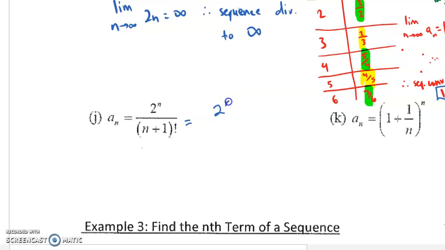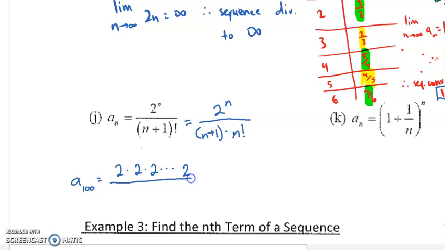Because if we consider 2 to the n over n plus 1 factorial, we know that n plus 1 factorial is the same thing as n plus 1 times n factorial. Lo and behold, now we're comparing apples to apples because these both have n. Not only that, but this n plus 1 makes this fraction even smaller. You can play around with numbers to try to convince yourself further, or you can think about what if n is very large. For example, let's say 100. We're going to have 2 times 2 times 2, 100 times. And on the bottom, we're going to have 101 that doesn't really get paired up with anything.